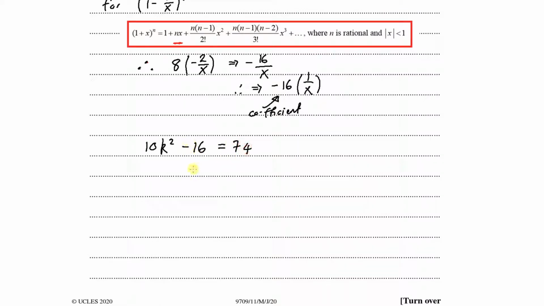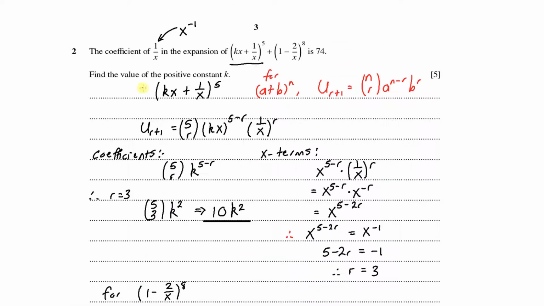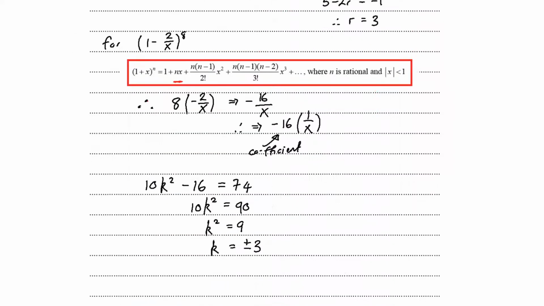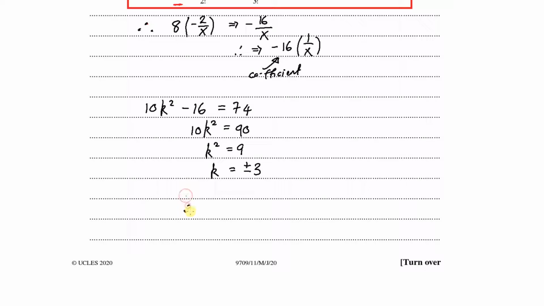So I'll add 16 to both sides, so that's 10k squared is equal to 74 plus 16, and that's 90. Dividing by 10 on both sides, we get k squared is equal to 9. Square rooting both sides, we get k is equal to plus or minus 3. However, from the information in the question, they want us to find the value of the positive constant k. So k should be positive, and therefore the value of k that we want is 3. And that's our answer to question number 2. And that's how we do it.